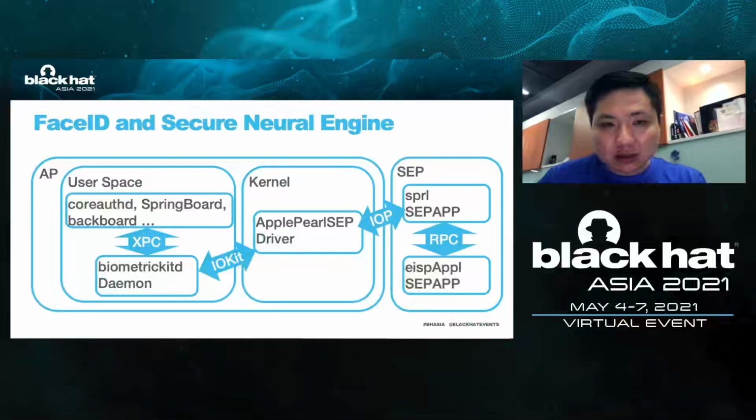The kernel driver calls the coprocessor SEP by IOP, and the SEP app SPRL will process some camera calls and other actions, and finally hand it over to SEP app ESIP APPL to perform real neural engine calculations. Since SEP's firmware and boot chain have a strict encryption verification mechanism, we have not known what happened inside for a long time in the past.